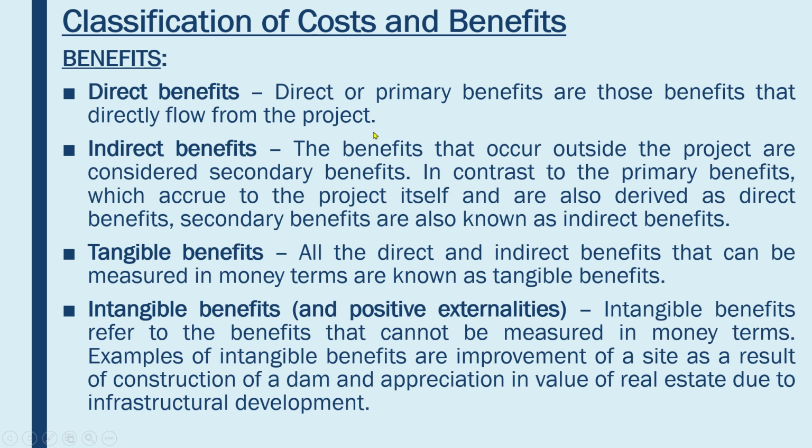Similarly, benefits. Direct or primary benefits are those benefits that flow directly from the project. Indirect benefits are the benefits that occur outside the project and are considered secondary benefits, in contrast to the primary benefits which occur to the project itself and are also known as direct benefits. Secondary benefits are also known as indirect benefits. Tangible benefits: all the direct and indirect benefits that can be measured in money terms are known as tangible benefits.